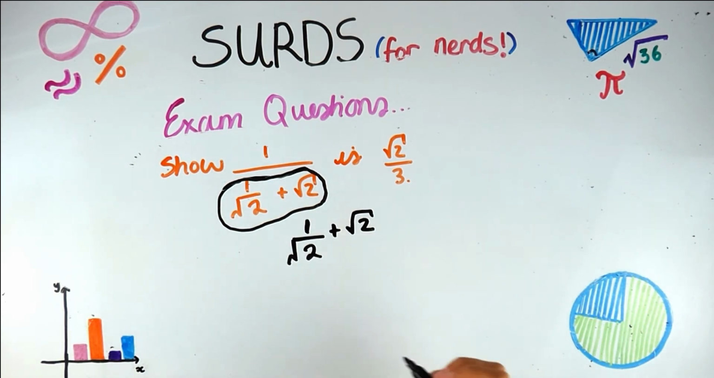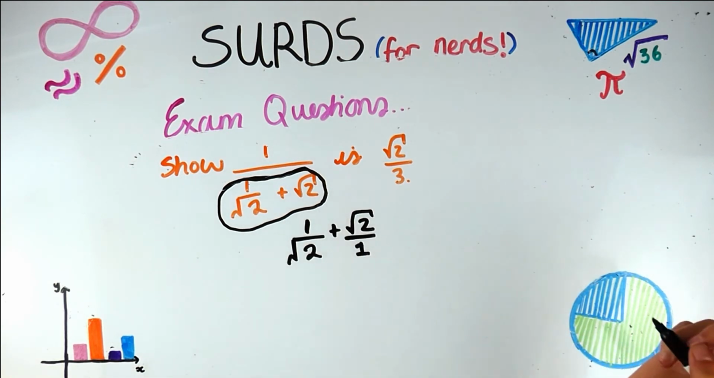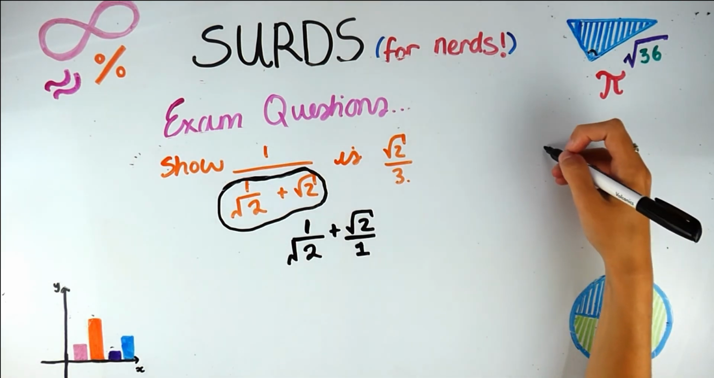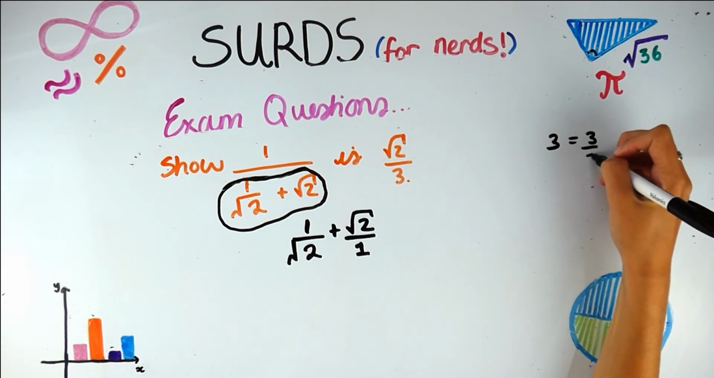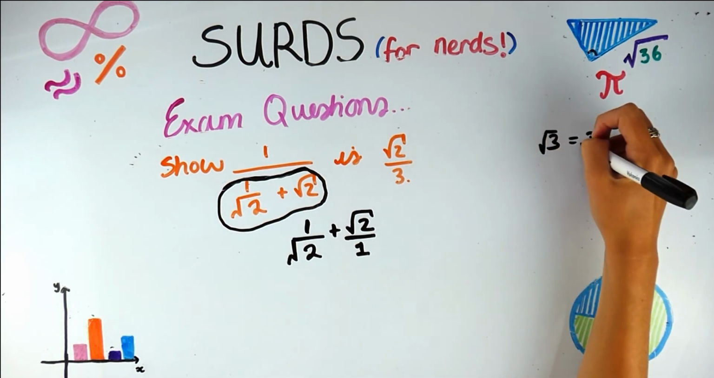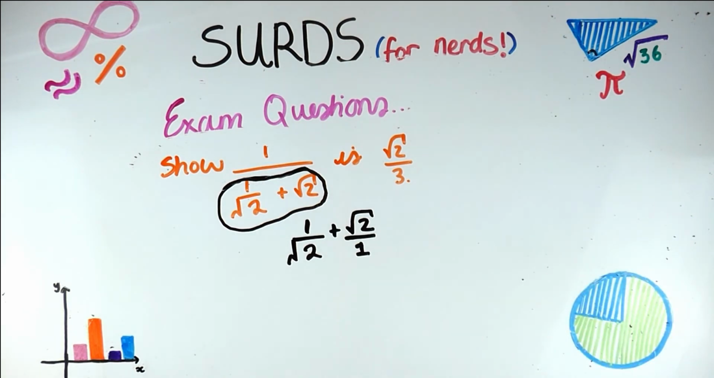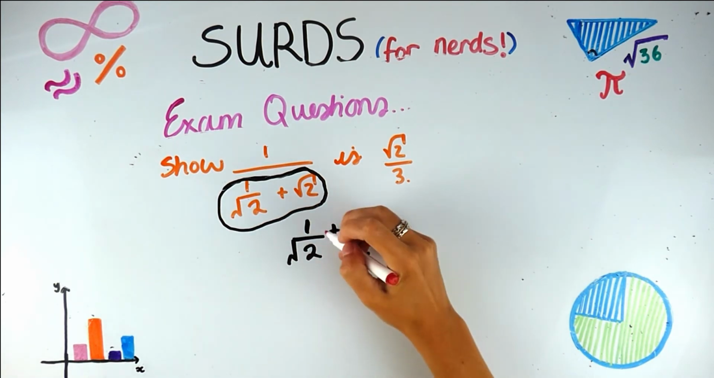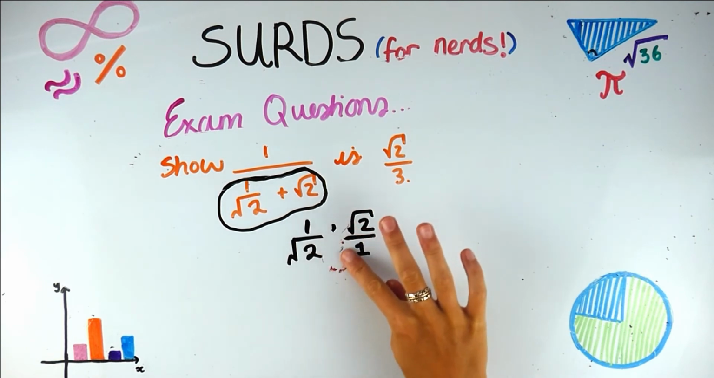I'm just going to make them both fractions, then we're just working with fractions. Root 2 is the same as root 2 over 1, because if you look at numbers, 3 as a fraction is 3 over 1. So root 3 as a fraction is root 3 over 1. 2 as a fraction is 2 over 1. Because I'm now looking at two fractions that I want to add, and I know that when you have to add fractions, you do a cross and a smile. I could do that, but I can't be bothered with all that faffing around, so I'm not going to do a cross and a smile.